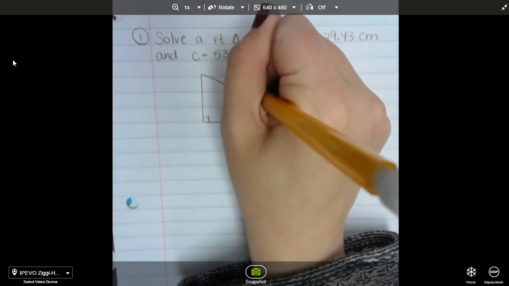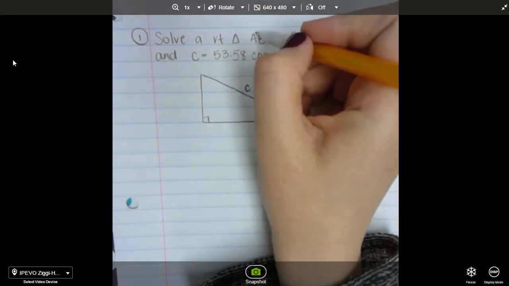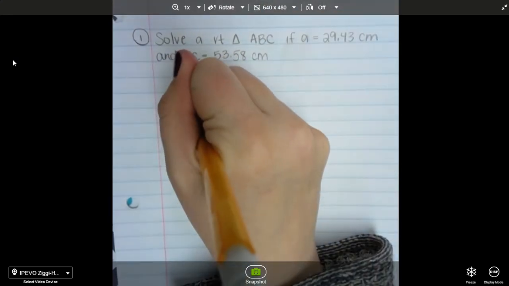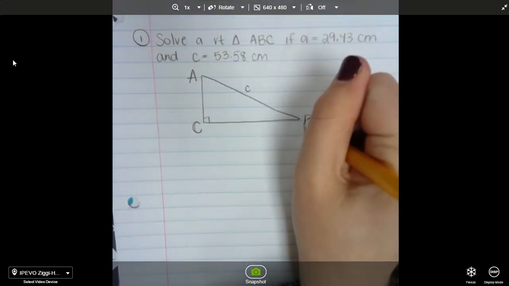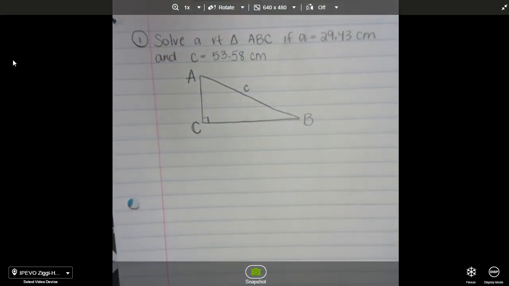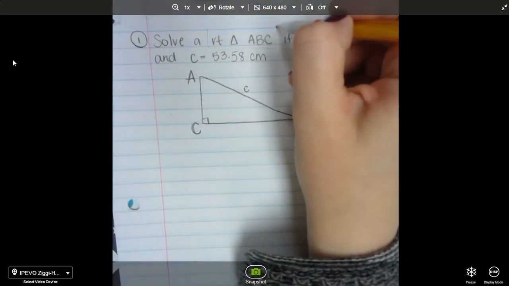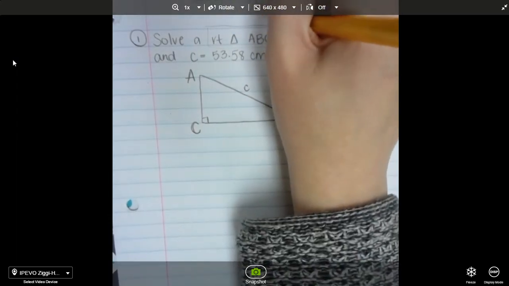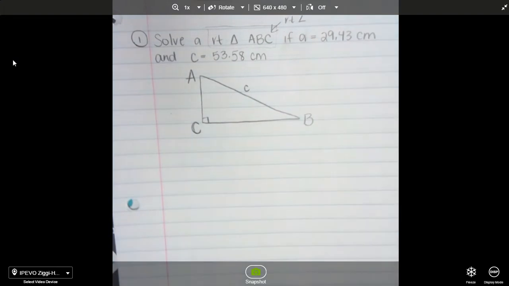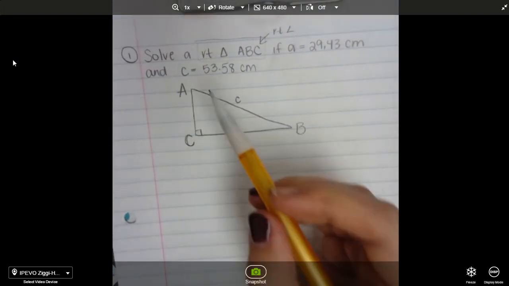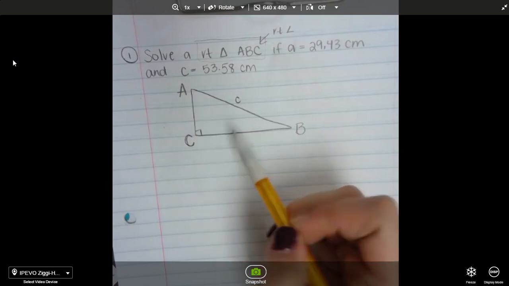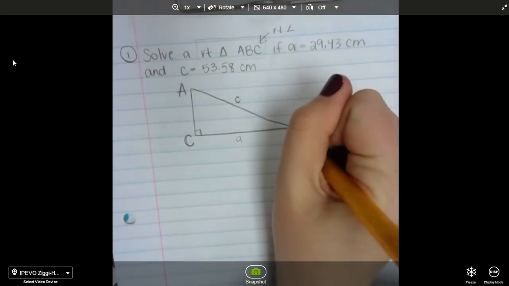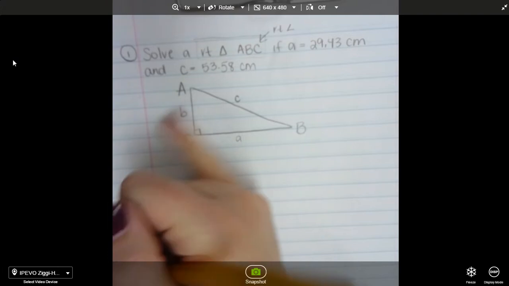So if our hypotenuse is always C, our triangle ABC would have C here, and you can write A or B in either place. But when it tells you you have a right triangle ABC, you always want C to be the right angle so that it's across from the hypotenuse. We always want side C to be across from angle C, side A to be across from angle A, and side B to be across from angle B.